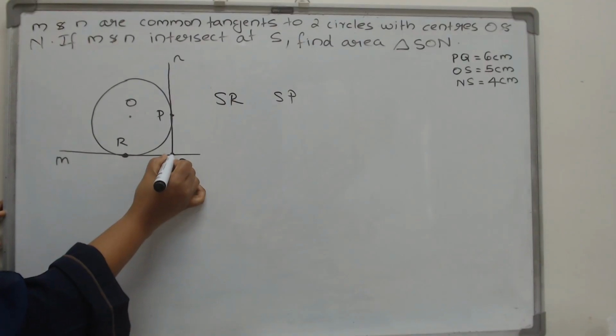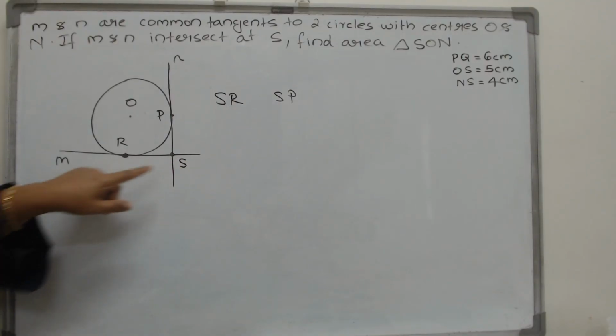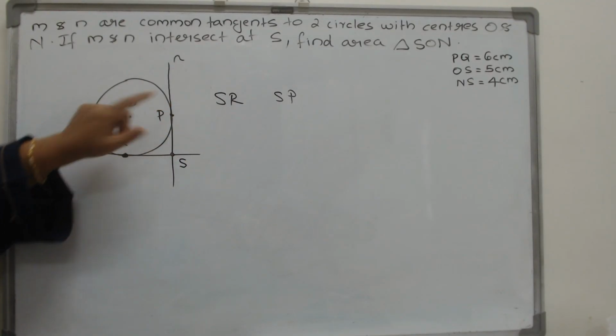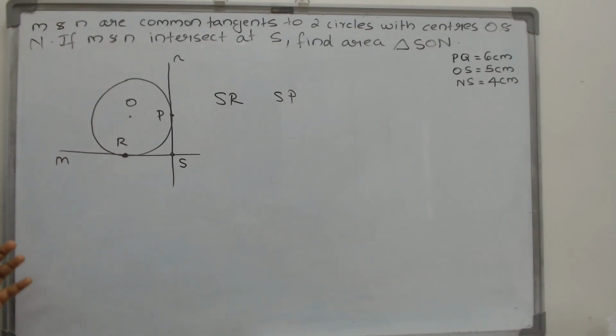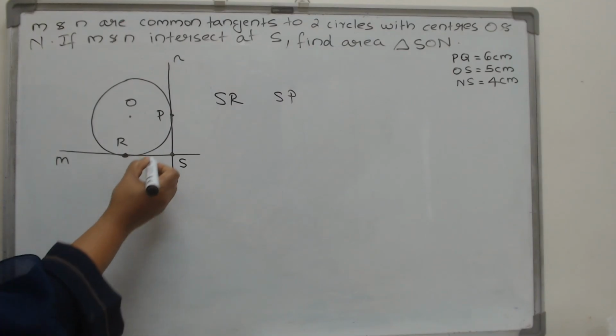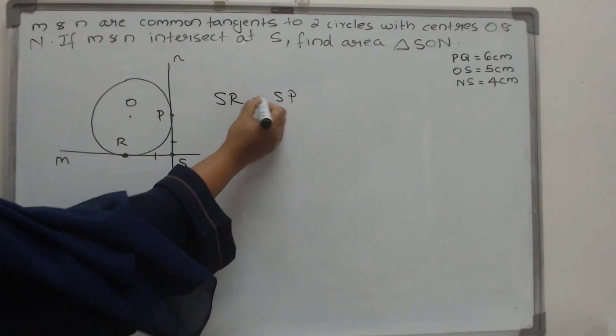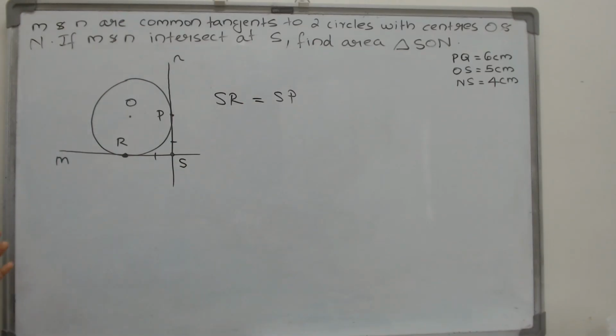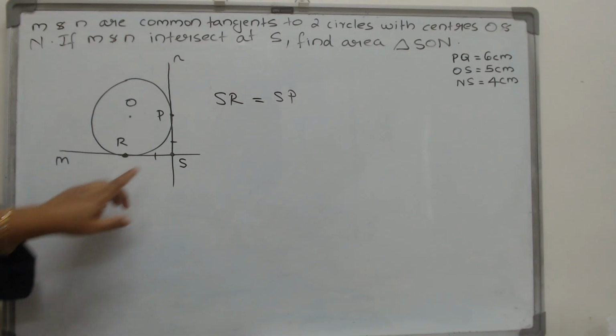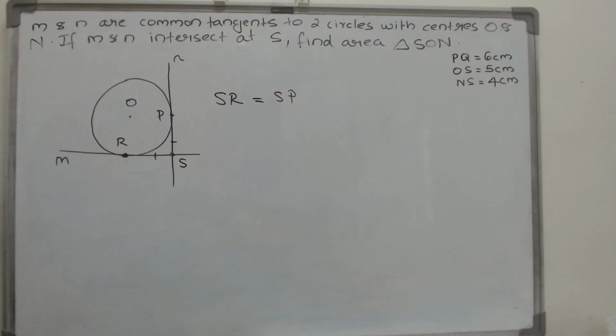If you consider this external point S, then SR and SP are tangents to the same circle. Then what do we know about the tangents from the same external point? They are equal in measure. So SR and SP are equal because they are the tangents from the same external point S.